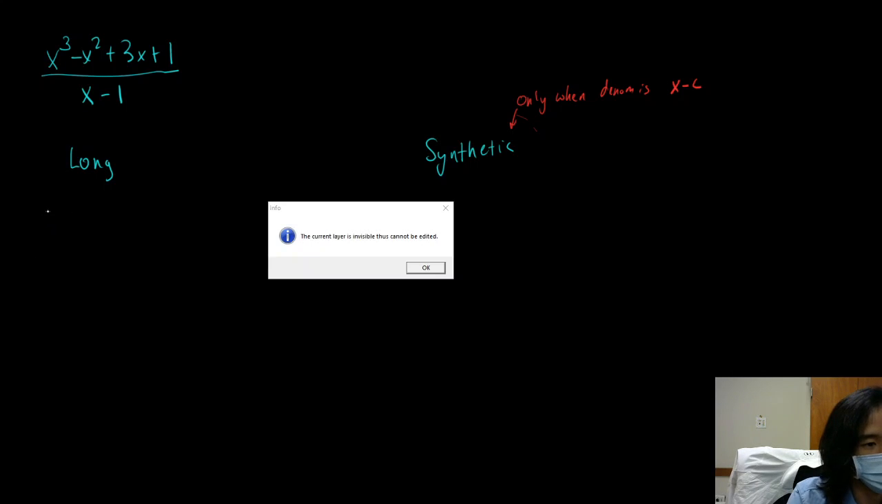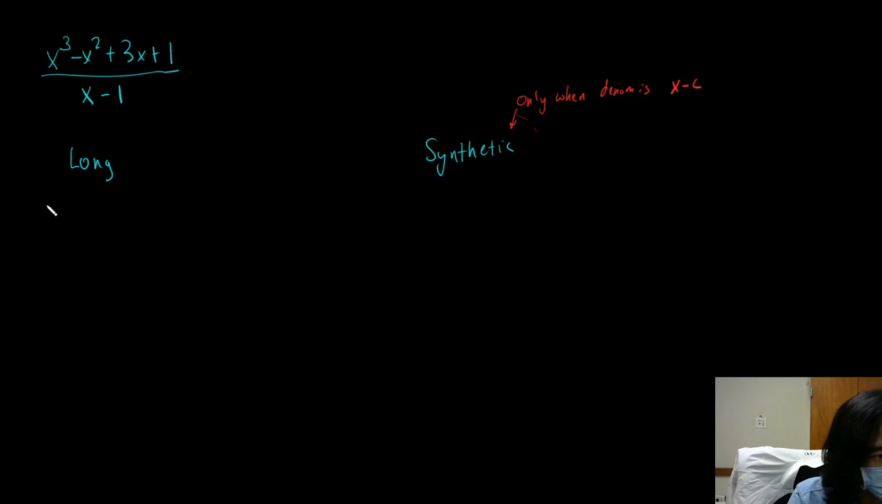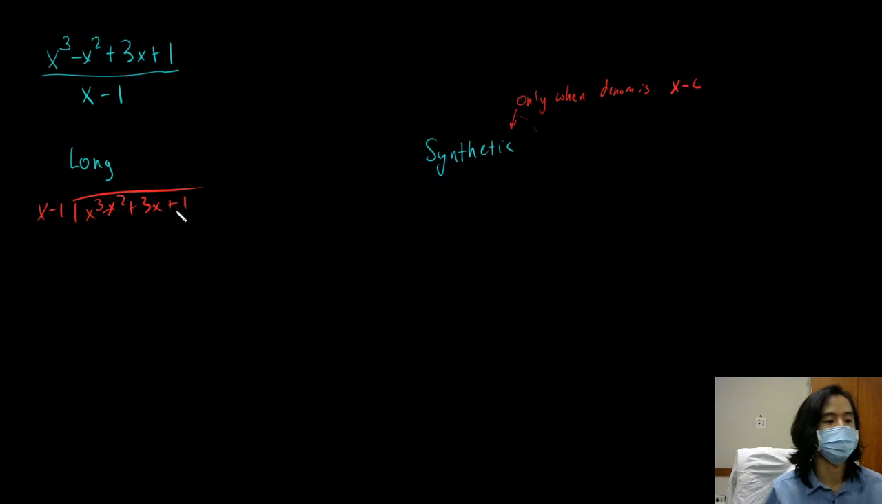Alright, let's set this up. We got an invisible layer. x minus 1, and then inside the house, you get x cubed minus x squared plus 3x plus 1. Alright, so now we got to figure out how to do this. You take this first term of the divisor, x, and you ask yourself, how many times does this go into x cubed? And you would say that it goes into it x squared times. How you got that is because x to the third over x is equal to x squared.